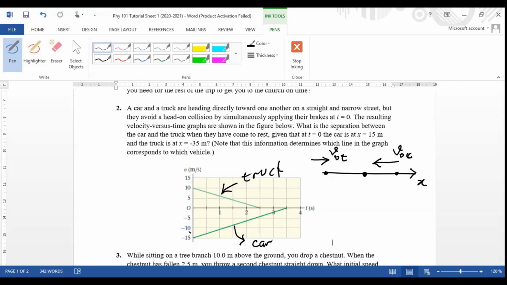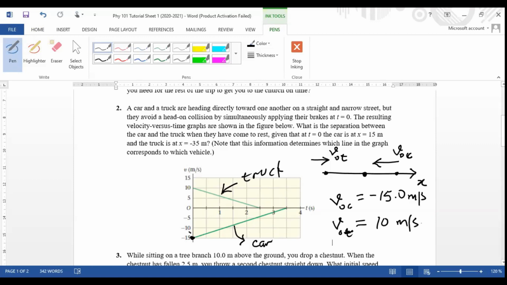Okay, so having identified that, since I've said this is for the car, this was the initial velocity for the car. So it means that the V naught for the car was minus 15.0 meters per second. Similarly, the V naught for the truck was 10 meters per second, which is positive. Okay, so just there, we have the information from the graph.